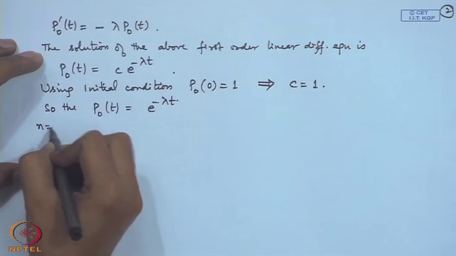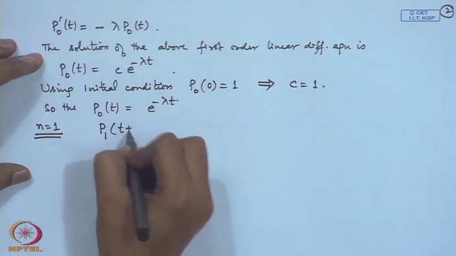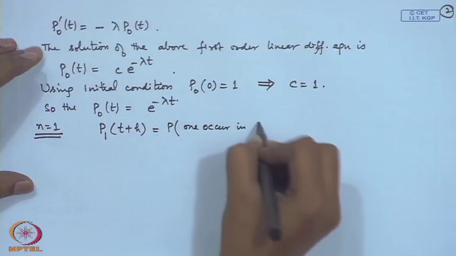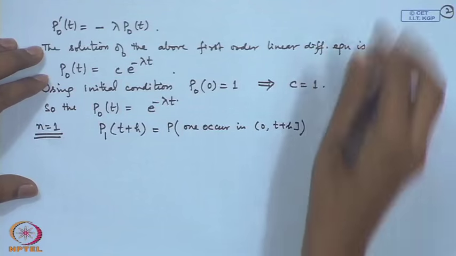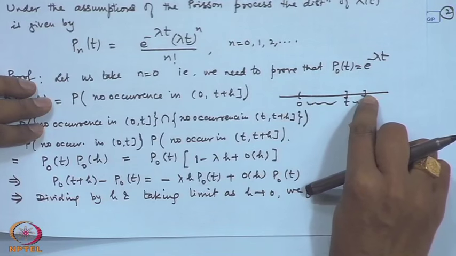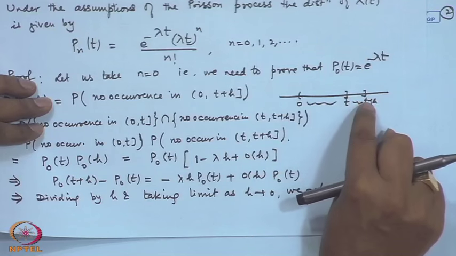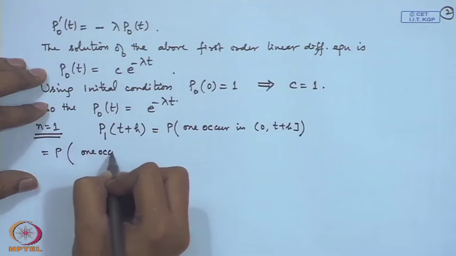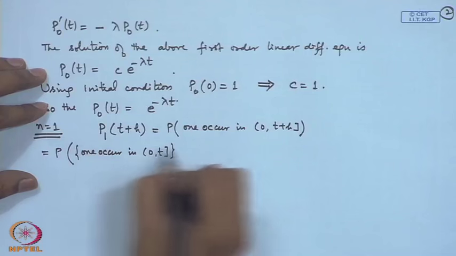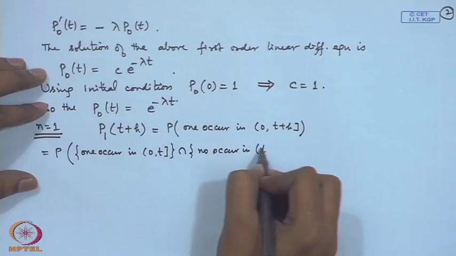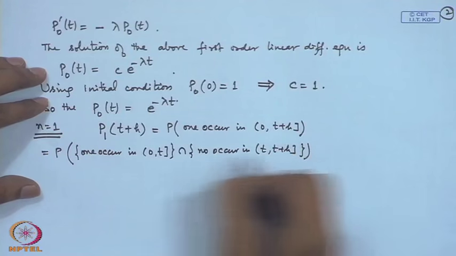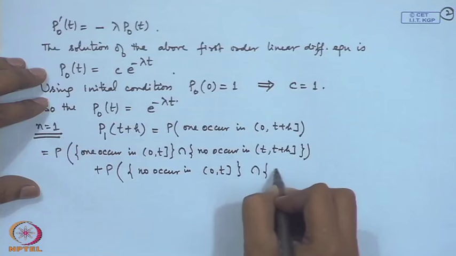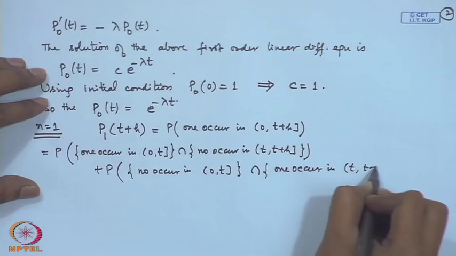So, for n is equal to 1, we need to consider p1(t+h). Again, we will set up a differential equation. Now, this means one occurrence in the interval 0 to t plus h. Again, if we consider the timeline, then from 0 to t plus h, if there is a single occurrence, then that occurrence can be either in 0 to t, or the occurrence can be in t to t plus h. So, this will become probability of one occurrence in 0 to t and no occurrence in t to t plus h, or no occurrence in 0 to t and one occurrence in t to t plus h.